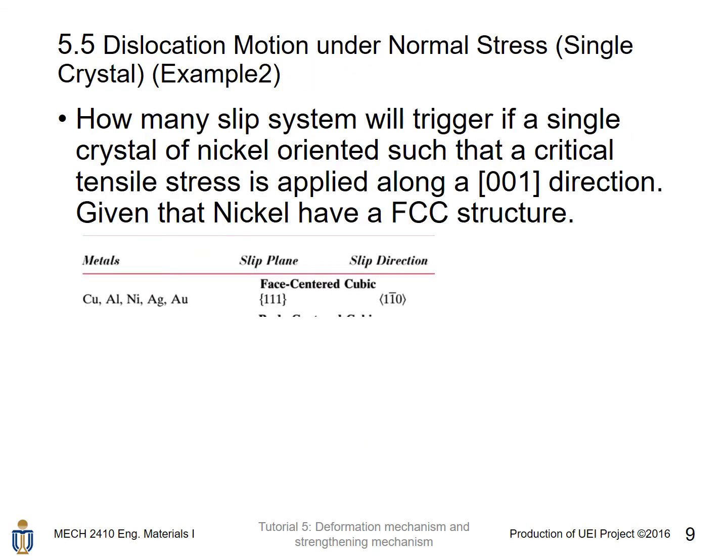Example 2. How many systems will trigger if a single crystal of nickel is oriented such that a critical tensile stress is applied along a 0 0 1 direction, given that nickel has an FCC structure? Okay, first we need to identify the possible slip systems, and basically use the table from the previous slide, or you can just remember it. I suggest you remember it.